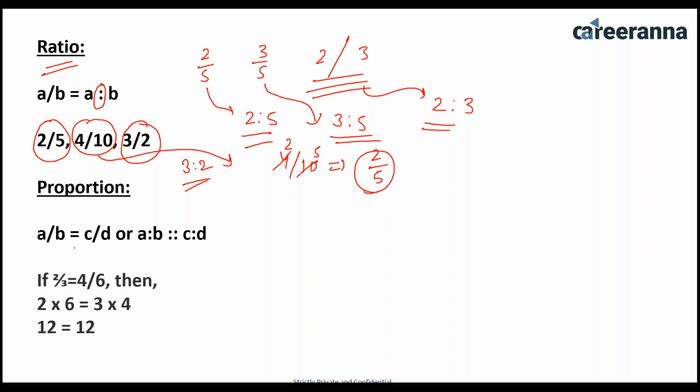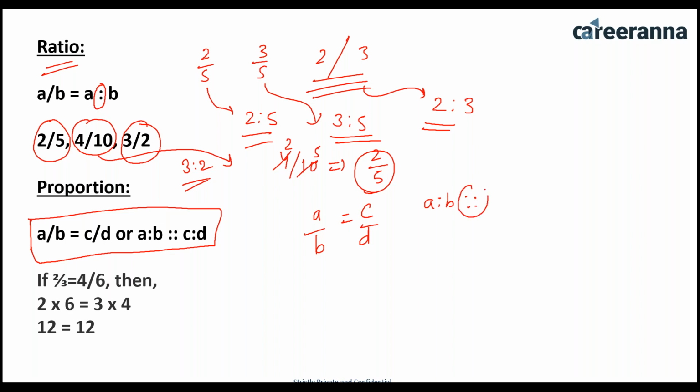Now proportion, what is proportion? So this is one line which you have to see. A by B equals to C by D. It can be written as A is to B. This is proportion sign. This sign is proportion. C is to D. What does that mean? This means if I take a number 2 by 3 equals to 4 by 6, so this will be like this: 2, 3, 4, 6. So this is proportion.